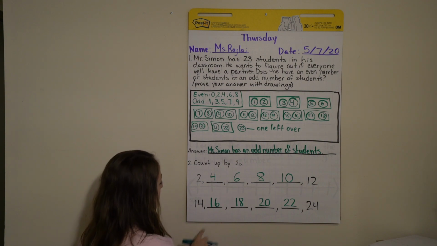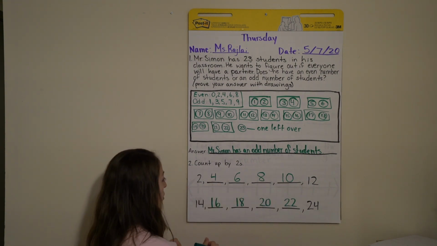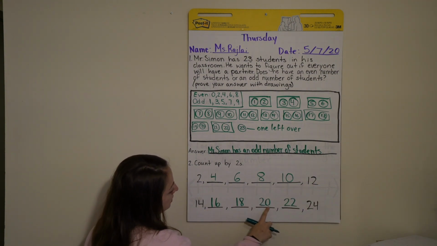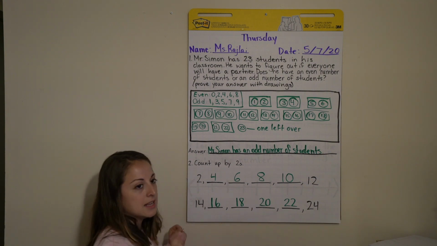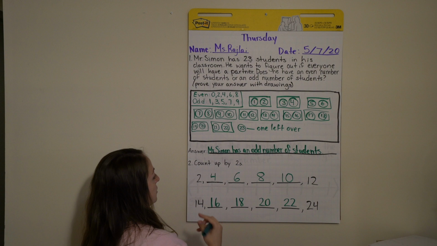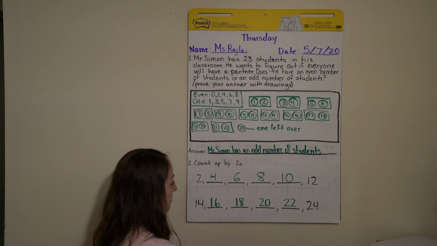Now I want to talk about a pattern that I noticed that was happening. So you're always going to see 2, 4, 6, 8, and 0, and then it's going to keep starting over in the ones place. 2, 4, 6, 8, 0, 2, 4, 6, 8, 0. And that's a pattern you're going to see when you're counting by twos. So that's something you should always remember, especially if you get to higher numbers.